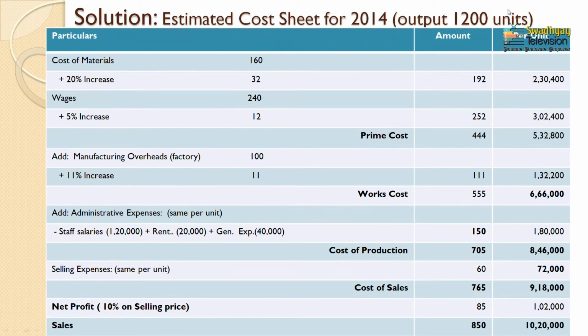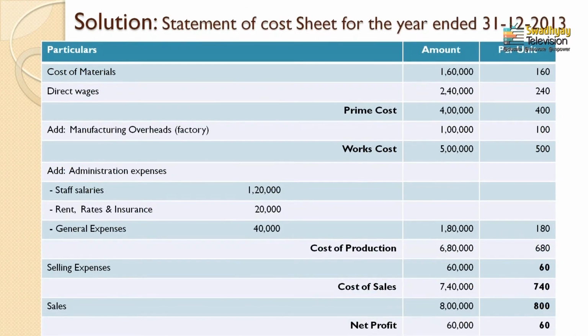Now, see here, admin expenses per unit is 150 rupees per unit. This is 150 rupees per unit cost. If you see the previous cost sheet, the per unit cost was 180 rupees. See here, admin expenses per unit was 180 rupees per unit. So, this is a change because of this adjustment. Per unit cost is reduced because the total amount of admin expenses remains the same.